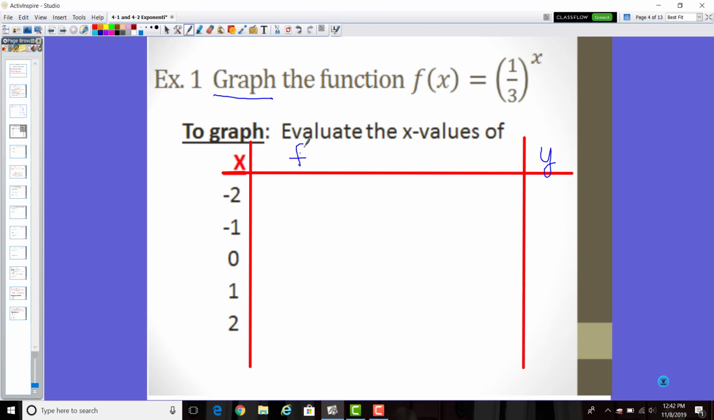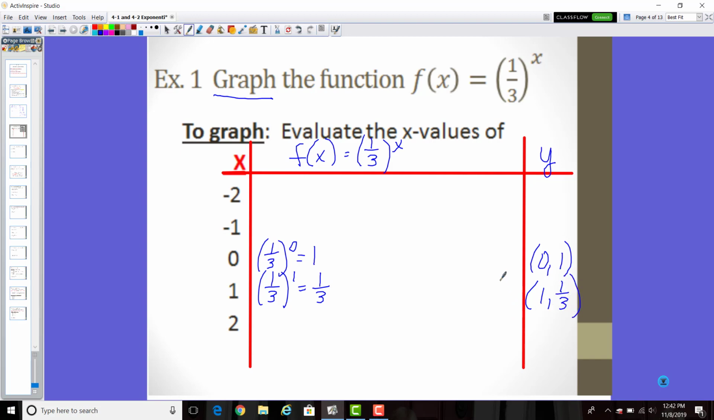Okay, so our function, our f of x, is (1/3) to the x power. Okay, I'm going to start with the ones that we know. We know that if these are our x's, I can plug that in for the exponent. (1/3) to the 0 power, we know anything to the 0 power has a value of 1. So if I plugged in 0, I get the output of 1. So I have an ordered pair of (0, 1) that I could plot. I'm going to do the same thing with my positive exponents. (1/3) to the first power is 1/3. So when I plugged in 1, I got the output value, or y value, of 1/3.